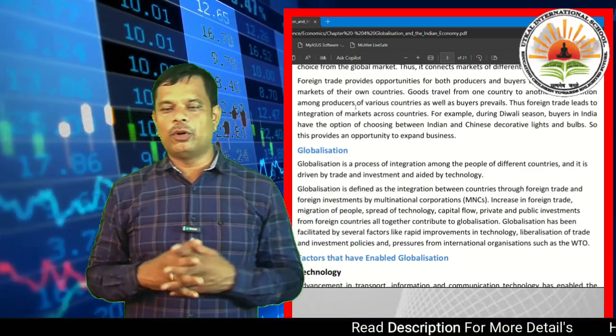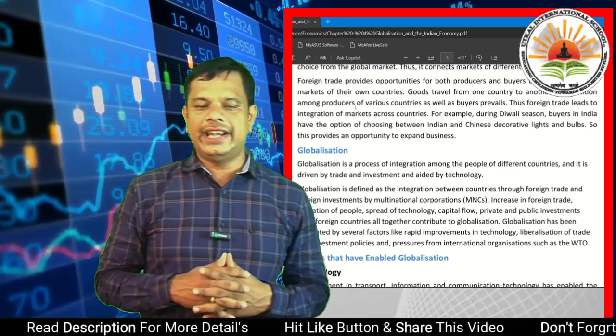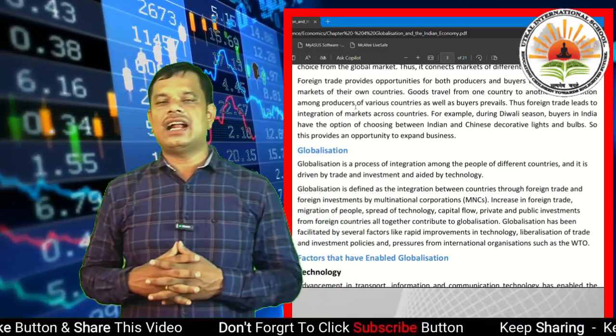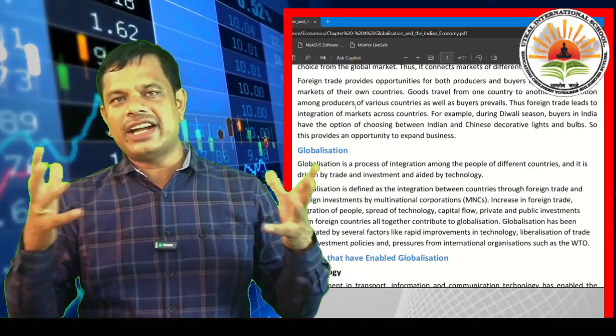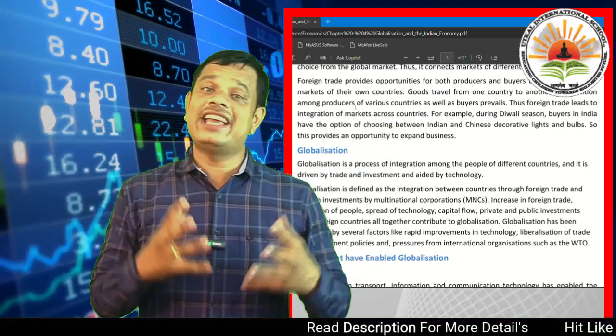For example, during the Diwali season, buyers in India have the option of choosing between Indian and Chinese decorative lights and bulbs. At Diwali you see different types of Chinese materials in our market, and they compete with the Indian market.